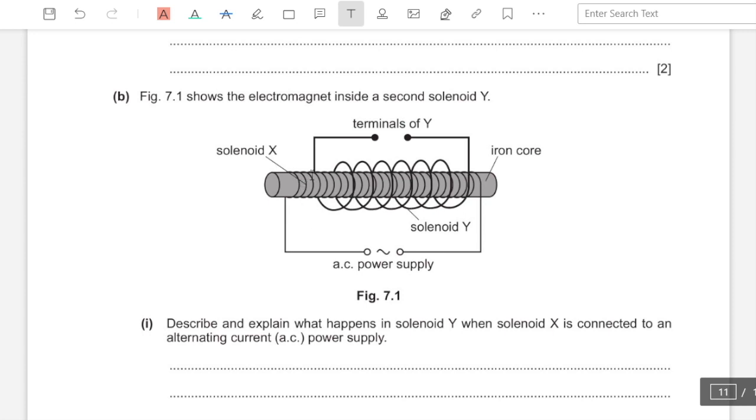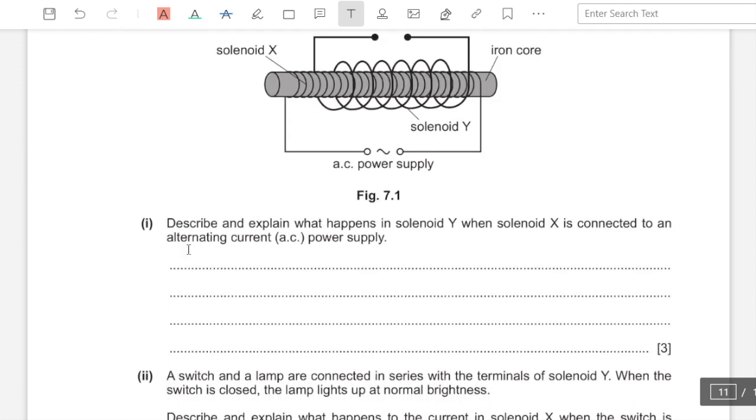So since this magnetic field in the iron core is induced by an AC current, the magnetic field is going to be changing. Due to that changing magnetic field, when it is cut by these turns of solenoid Y, an EMF in turn is produced in solenoid Y. And that is the explanation we're supposed to be writing over here. An alternating magnetic field is produced in X.